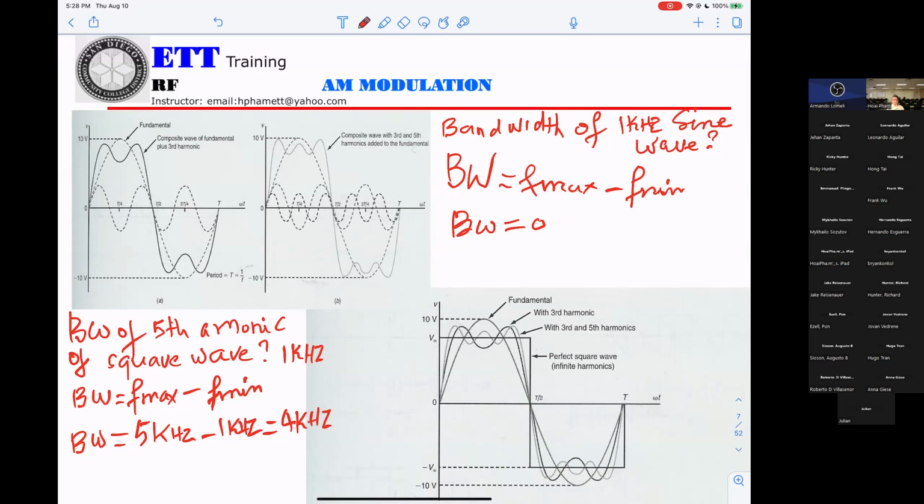So it depends on what harmonic they want. Normally for the technician, you will calculate up to 13 kilohertz only. We don't care about more than that.